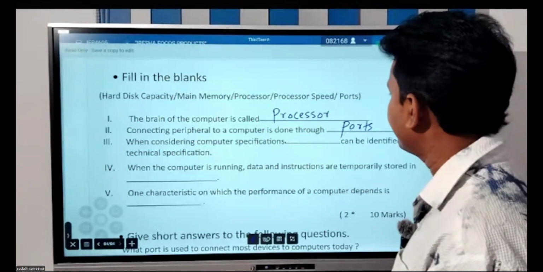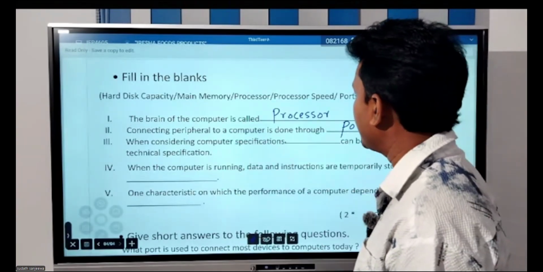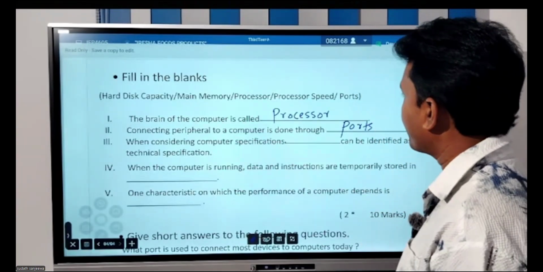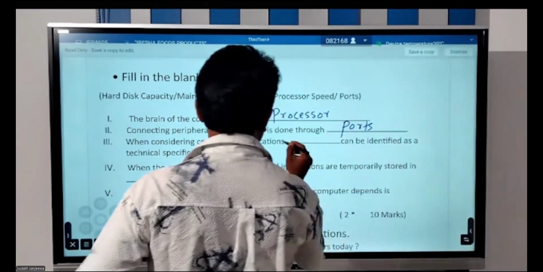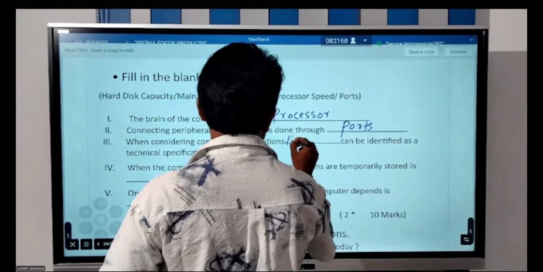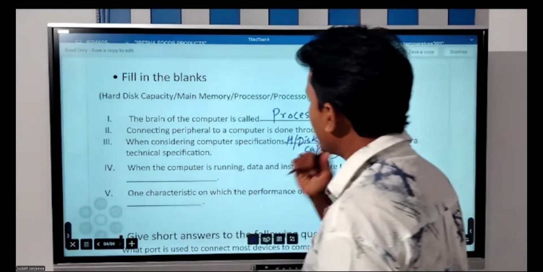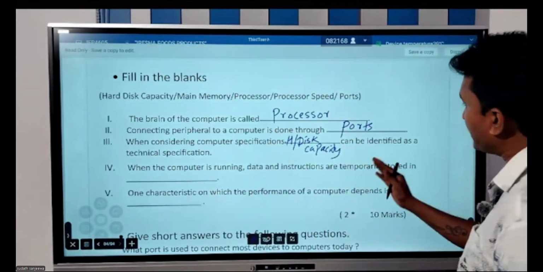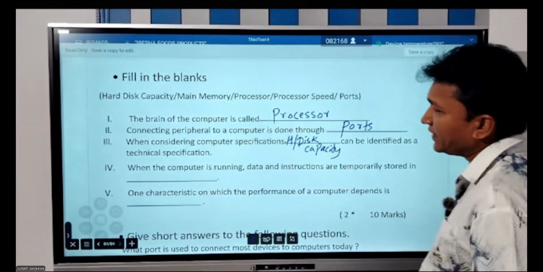Hard disk capacity. When considering computer specification, hard disk capacity can be identified as a technical specification.